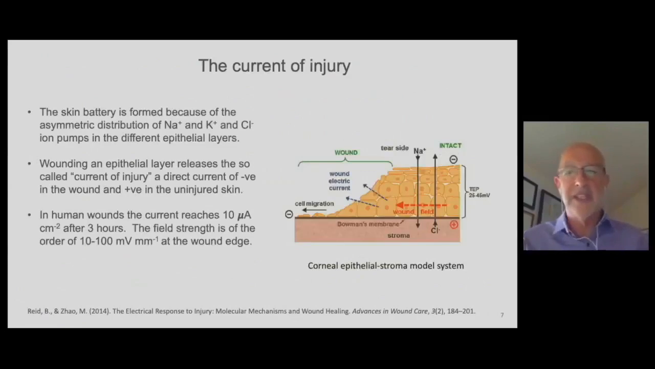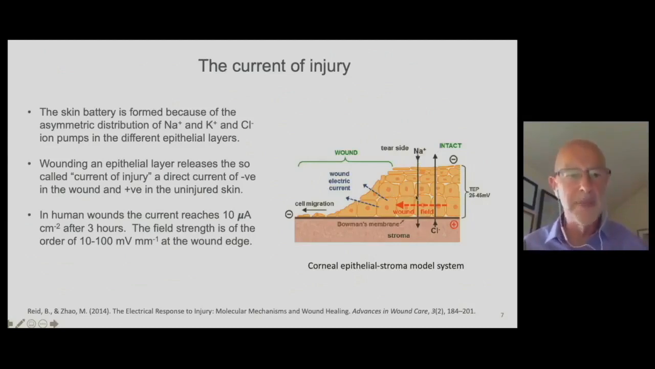So where does this electricity come from? Well, the skin battery is formed because of the asymmetric distribution of sodium and potassium and chloride ion pumps in the different epithelial layers. You can see here in the image on the right of the screen that the chloride ions tend to be pumped upwards, and positive ions, sodium and potassium, are pumped downwards. And what this gives you is this potential across the epidermal layer.